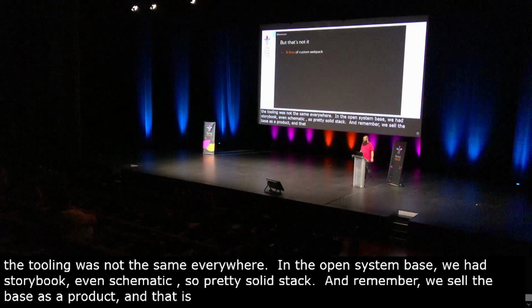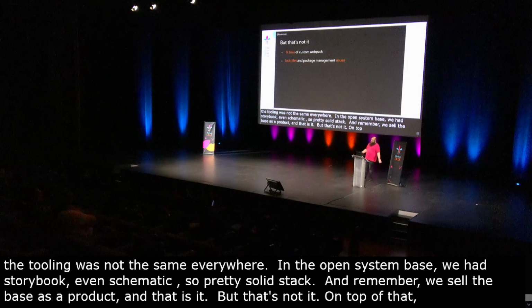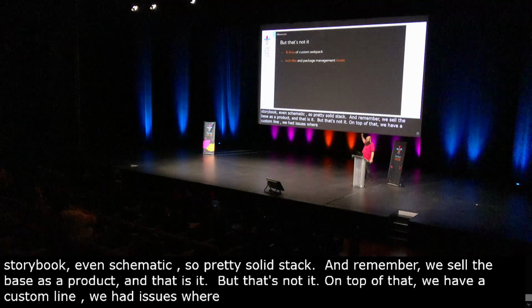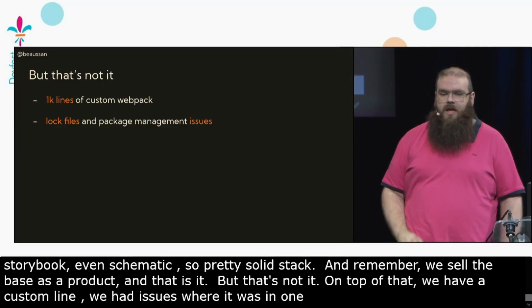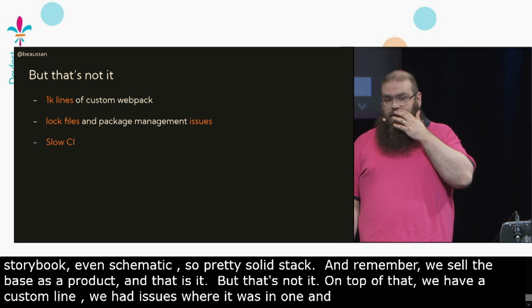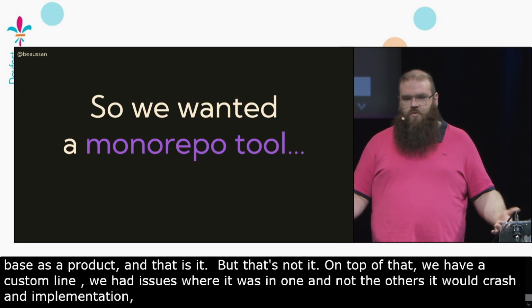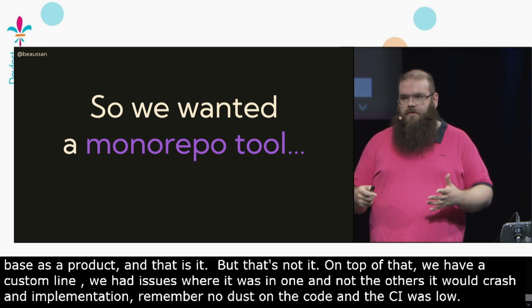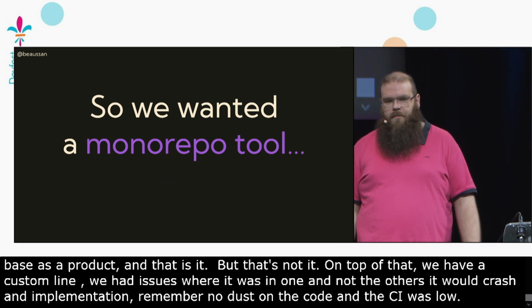But that's not it. On top of that, we had 1,000 lines of custom Webpack. We had lock file management issues, where if you update a package in one but not the others, the application will crash in production. Remember, no end-to-end tests on the Pro code. And the CI was very slow, so we wanted a monorepo tool. We wanted something to manage how we build and package our software.